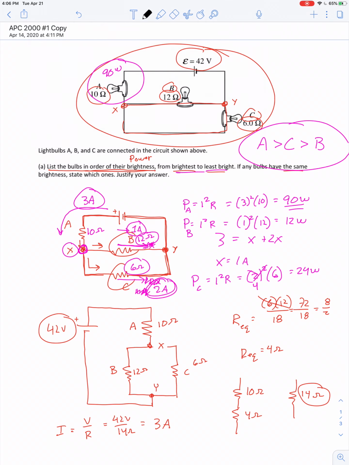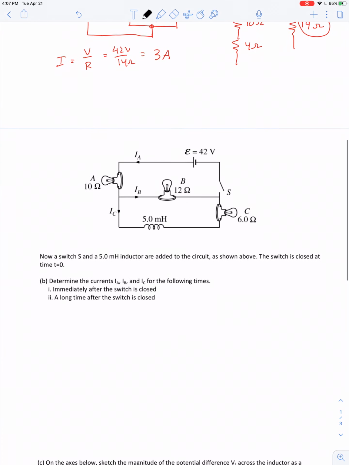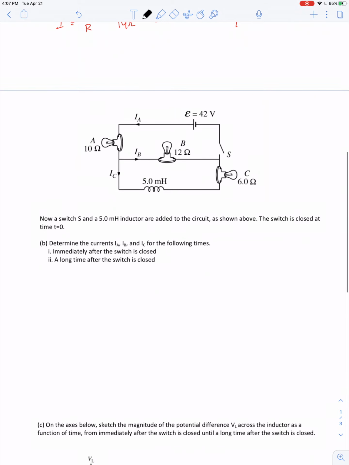The problem doesn't end there. Now we're told that the circuit changes a little bit and an inductor is added on the branch along with the 6 ohm resistor. That inductor has a value of 5 millihenries, and at time t equals 0, this switch is thrown into the closed position. Now we have to find the currents in bulbs A, B, and C in the following 2 cases. 1, immediately after the switch is closed. 2, after a really long amount of time.